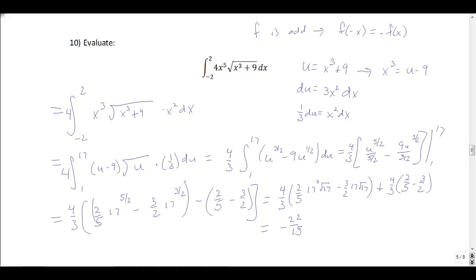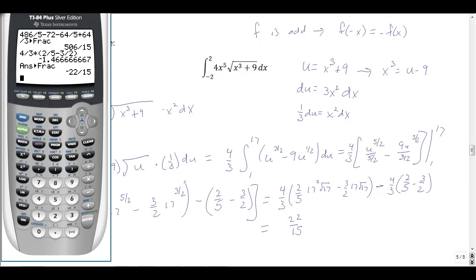here. So that's really the 4/3. Whoops, it's 4/3 times negative of this. So I should have gotten a negative there. And so it's going to be a positive 22/15. And then I get something times square root of 17. So what I'm going to get times square root of 17 is 4/3 times, so I have 2 divided by 5 times 17 squared minus 3 divided by 2 times 17.